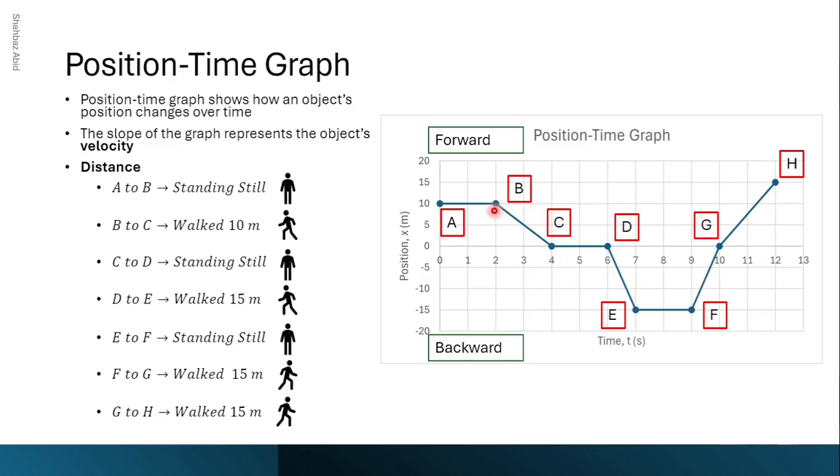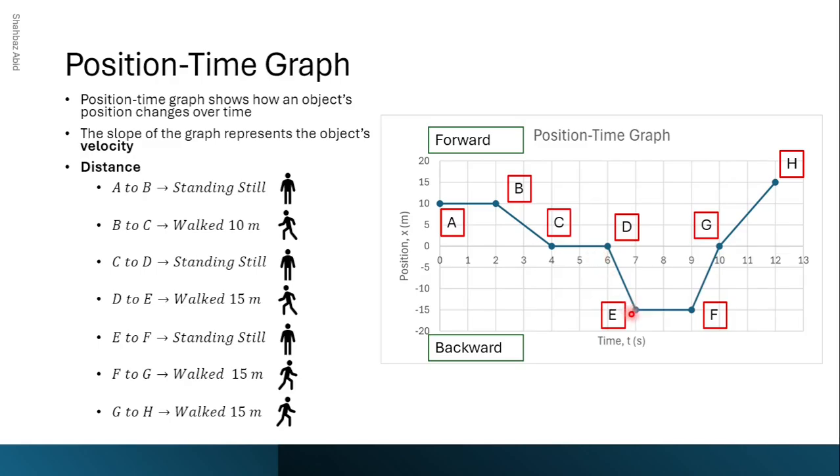Now let us examine B to C. To travel from B to C, I have to move 10 meters backward to reach x equals 0. This B to C path indicates a negative slope. So whenever I have a negative slope in the position time graph, it's going to be moving backward. So if I'm going to examine now C to D, it does not have any slope. It means what? That the object is standing still.